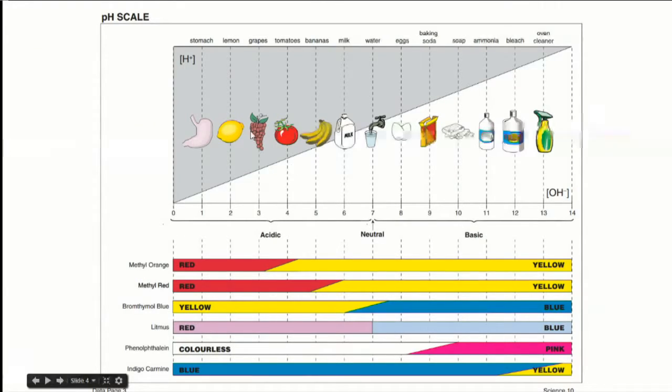So you guys have encountered many of these acids because most of them are foods. When we start talking about bases, we start talking about cleaners. So things like baking soda, soap, ammonia, bleach, oven cleaner. These are all kind of common bases you'll have in your house.